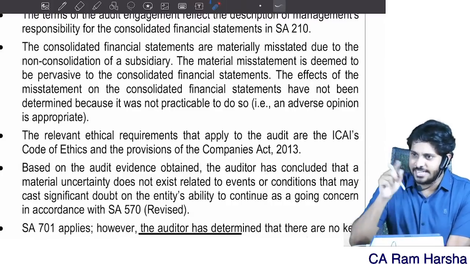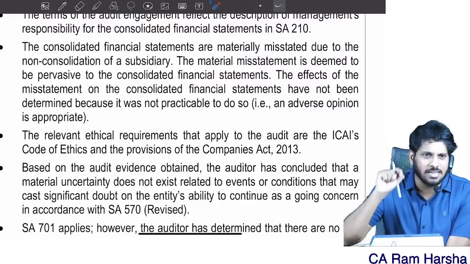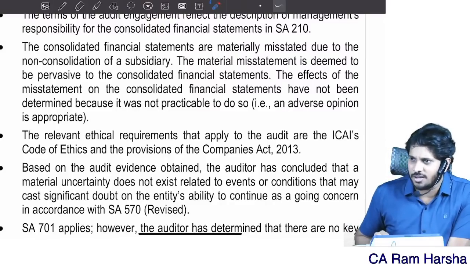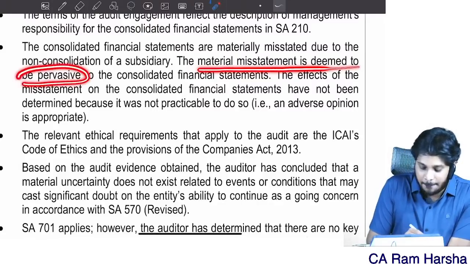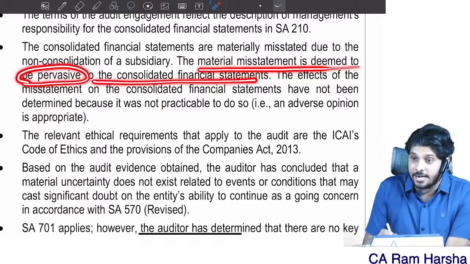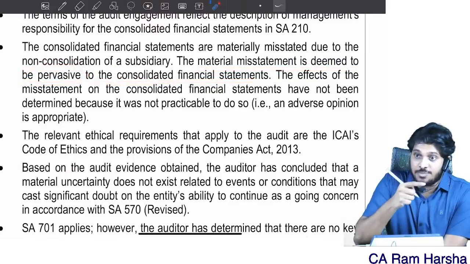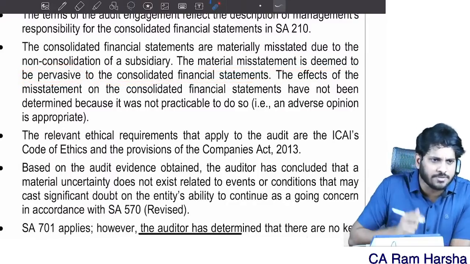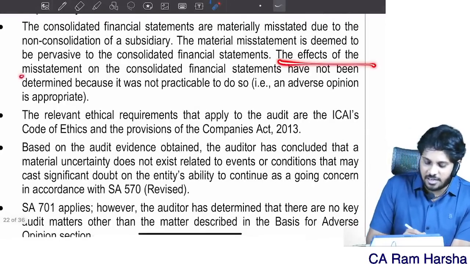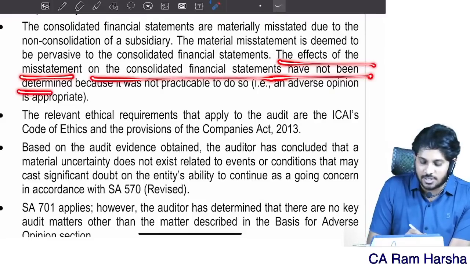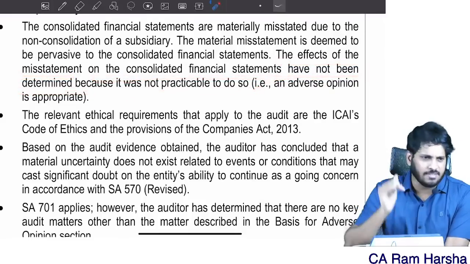You have evidence that it is not consolidated, right? Is it a misleading picture of the consolidated position or not? So it's a material misstatement. The material misstatement is deemed to be pervasive to the consolidated financials. So which opinion should we give? An adverse opinion. And the effect of the misstatements on the consolidation has not been determined. That I will discuss later.